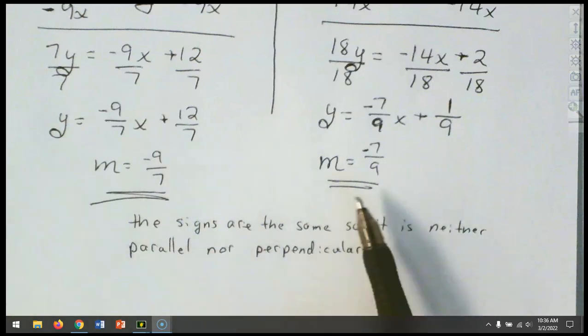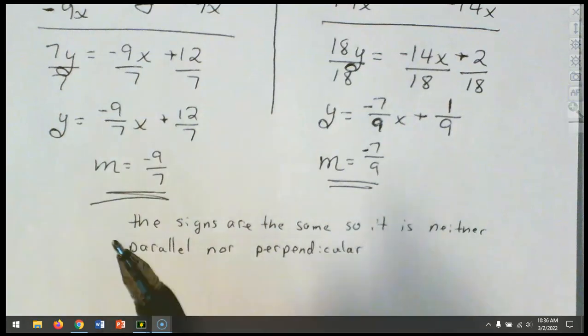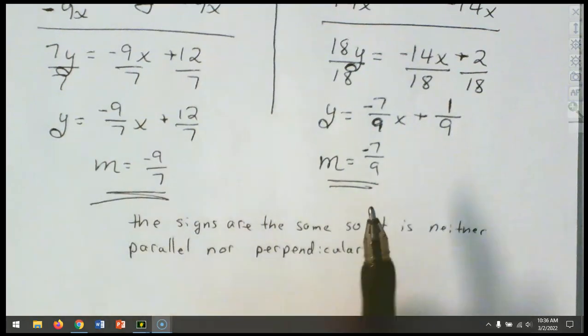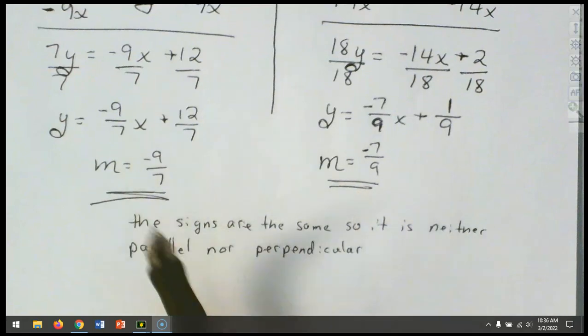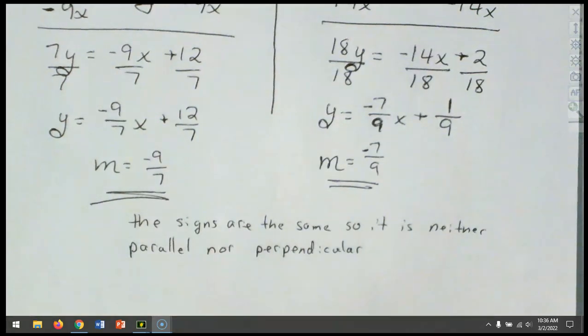They look all the way out to the end, they get these, they compare them, and they don't take their time to think about the definition. The definition of perpendicular is opposite in signs and reciprocals are flipped over. These are not opposite in signs, so they are not perpendicular. And not parallel because they're different.